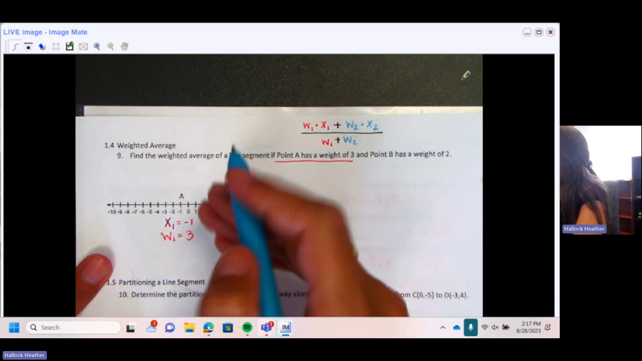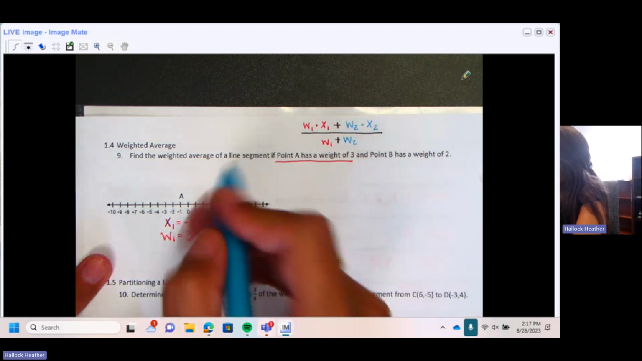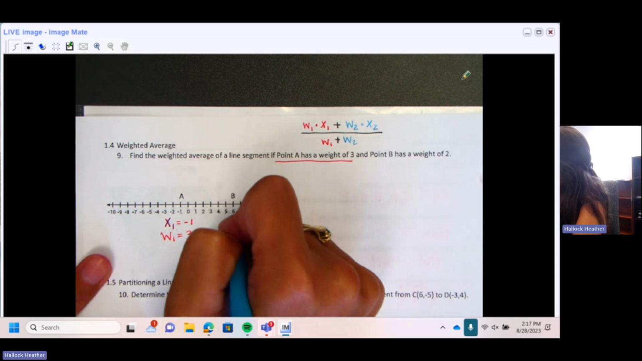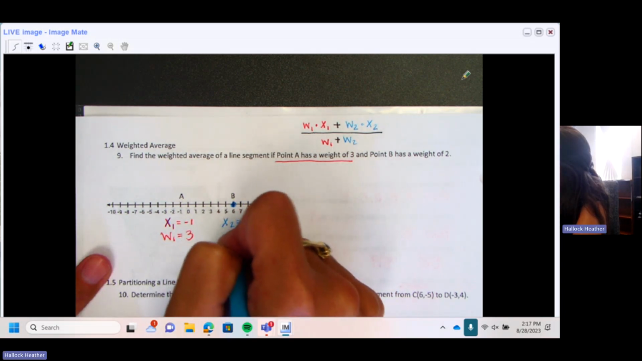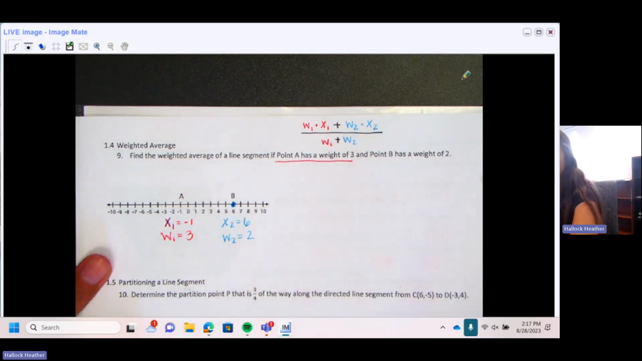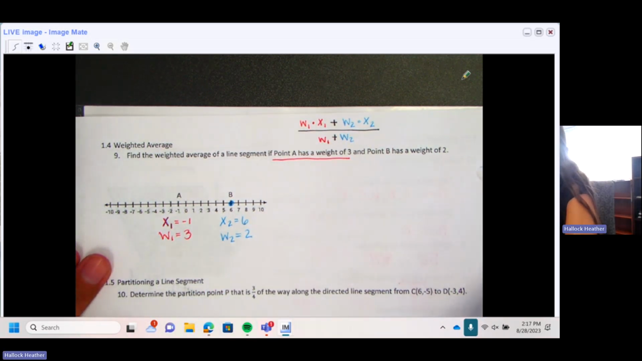My second variable is point B, and it has a weight of 2. So the second x is at a location of 6, and this one has a weight of 2. So I'm going to plug in my values. So it's weight multiplied by location plus weight multiplied by location divided by the weights added together.